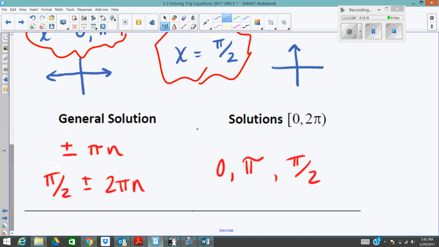If we think about our three possibilities, we can take 0 and keep adding pi, keep adding pi, keep adding pi. That's the first general solution. Or we can take the pi over 2 and keep adding 2 pi. So that's our second general solution. So plus or minus pi n, and then pi over 2 plus or minus 2 pi n.